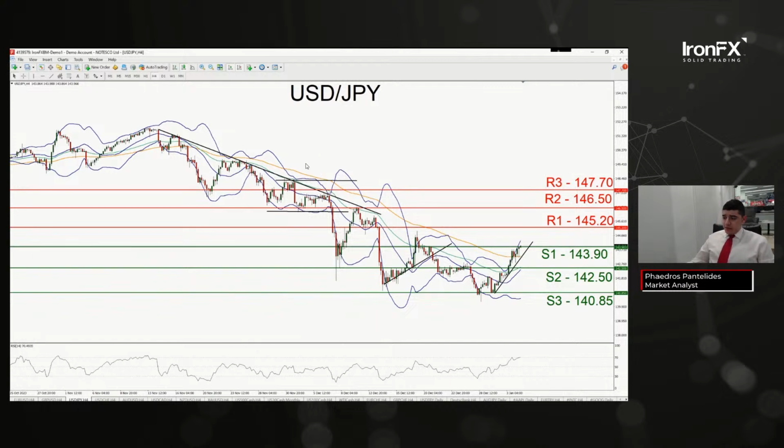So we would maintain a bullish outlook for the pair as long as it stays above S1 and moves towards R1, if not breaking R1 as well. For a sideways bias, staying between S1 and R1. Now, Bollinger Band still towards the upside. Bearish outlook needs to break S2 as well.